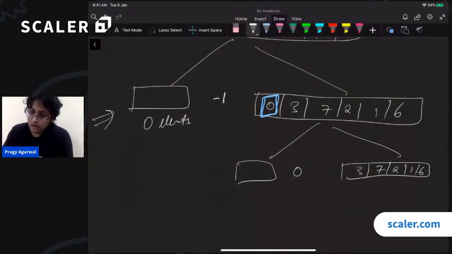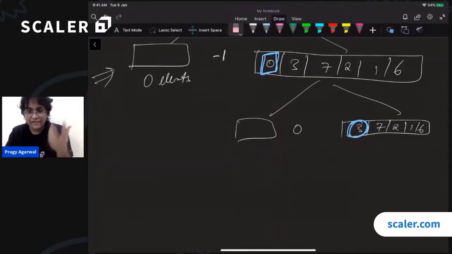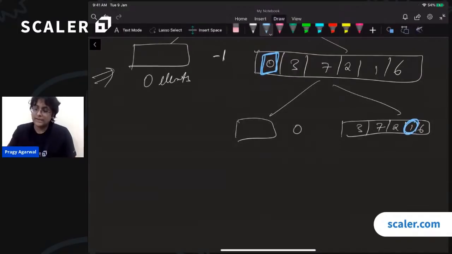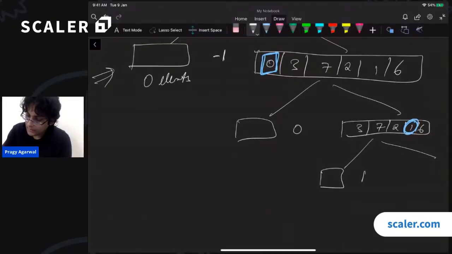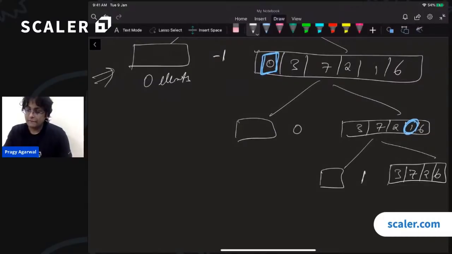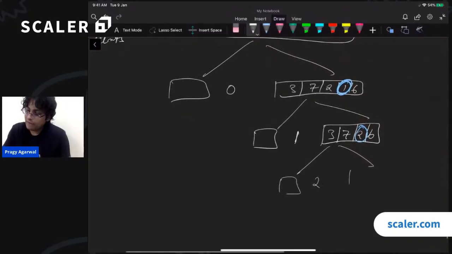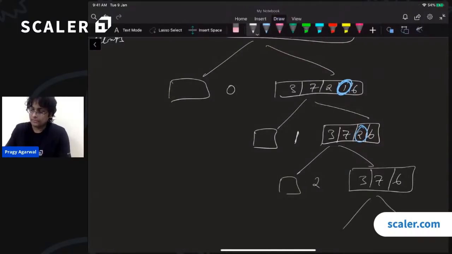Okay. Now let us do it once again. Let us choose 3 as the pivot now. We are always choosing the first element. Or let us make it even worse. Let us now choose 1 as the pivot. So what will happen now? We will further split this into nothing, then 1, then 3, 7, 2, 6. Once again, let us choose 2 as a pivot, and so on and so forth. Nothing over here, 2 over here, and we will have 3, 7, 6, and so on and so forth.